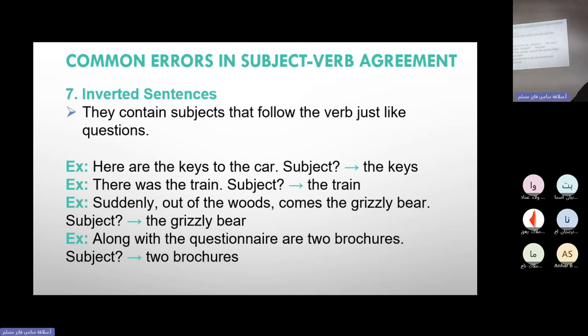So these are a bit confusing because they are not questions and they are not normal sentences where the verb is the first word. They work like a question, but in order to understand them, you have to take them back to the original form of the sentence in order to find the subject.